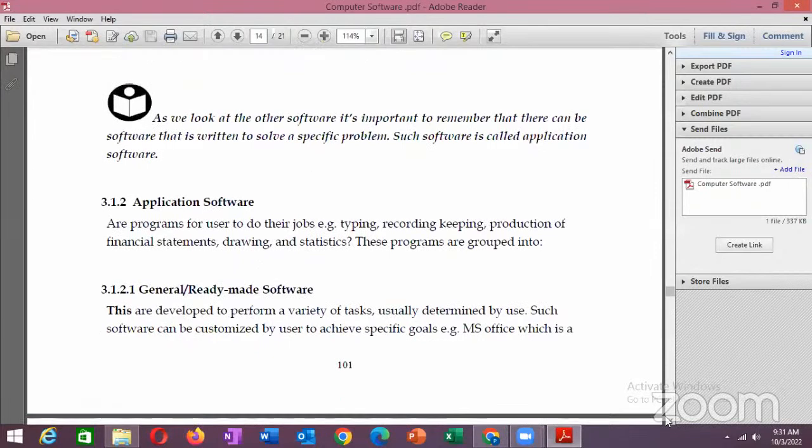Application software is for users to do their jobs, for example typing, record keeping, production of financial statements, drawing, and statistics. These programs are grouped into one.